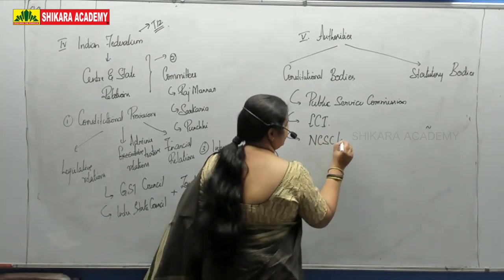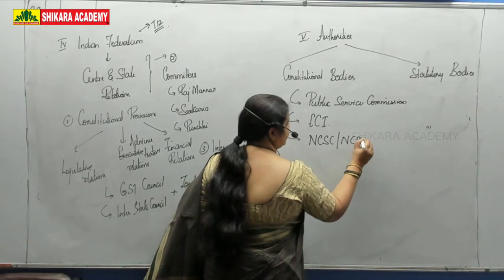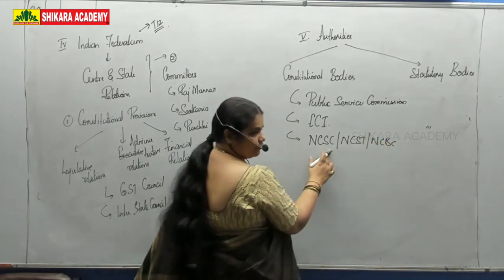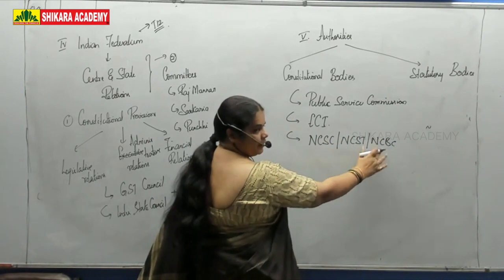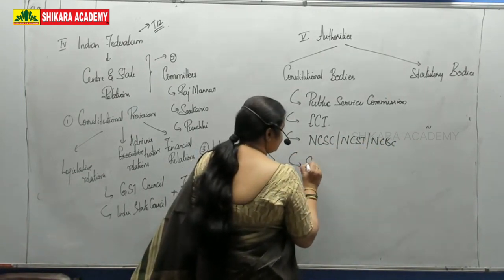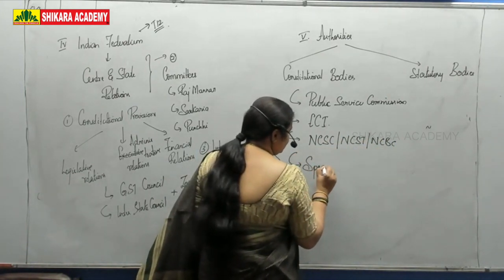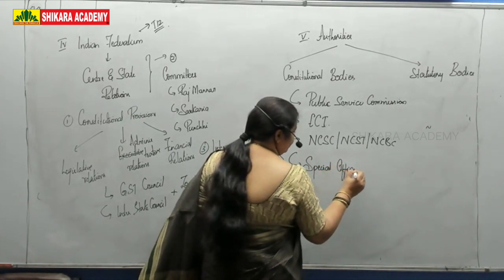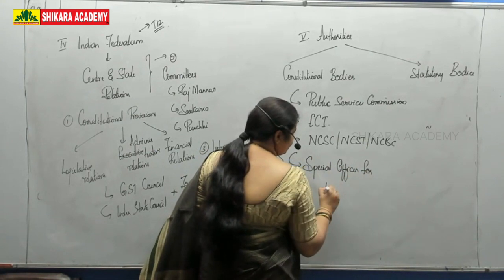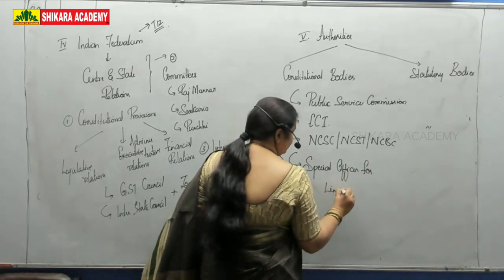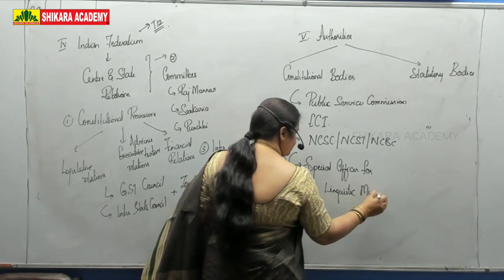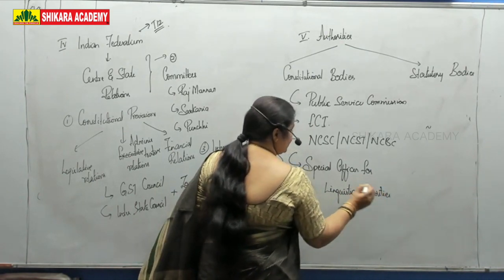NCSC, NCST, NCBC. National Commission for SCs, for STs, for BCs. The last is Special Officer for linguistic minorities. But we are not just going to read about these bodies, we are also going to understand the provisions related to these bodies.